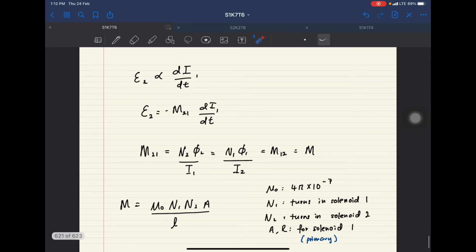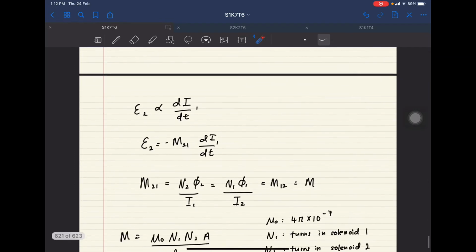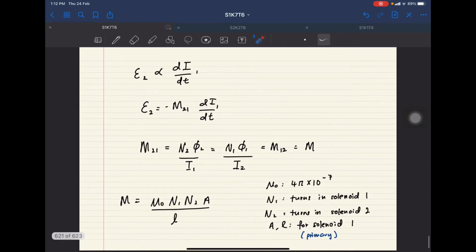Now that one is for the theoretical part. Remember, the primary is the one with the power supply, and we call this the first circuit, and the secondary is without the power supply, we call that the second circuit. To calculate the magnitude of mutual inductance, this one is from Faraday's law. The EMF induced in the second circuit is directly proportional to the change in current that occurs in the first circuit, the primary circuit. So basically, it is induced in the second circuit due to the change in the primary or the first circuit.